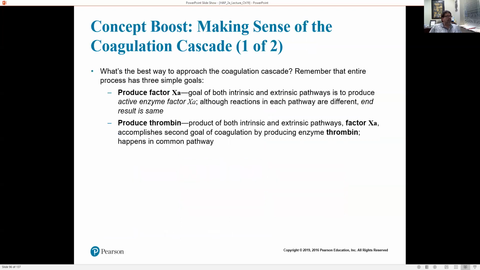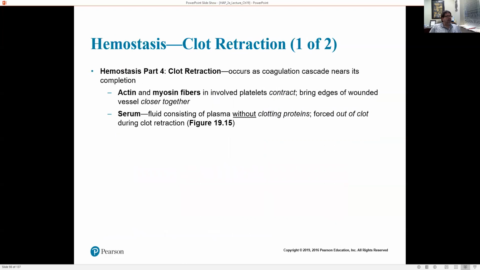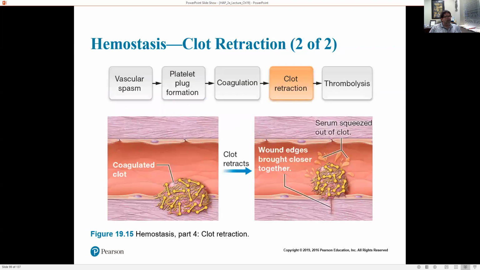Okay. And then it talks a little bit more about that. Then clot retraction occurs when actin-myosin fibers in the platelets contract, pulling the edges of the wounded vessels closer together. Serum, fluid consisting of plasma without clotting proteins, is forced out of a clot during clot retraction, and you get that serum that oozes out of the wound sometimes. So see here, the blood vessels are pulling in and pulling the wounded edges together.